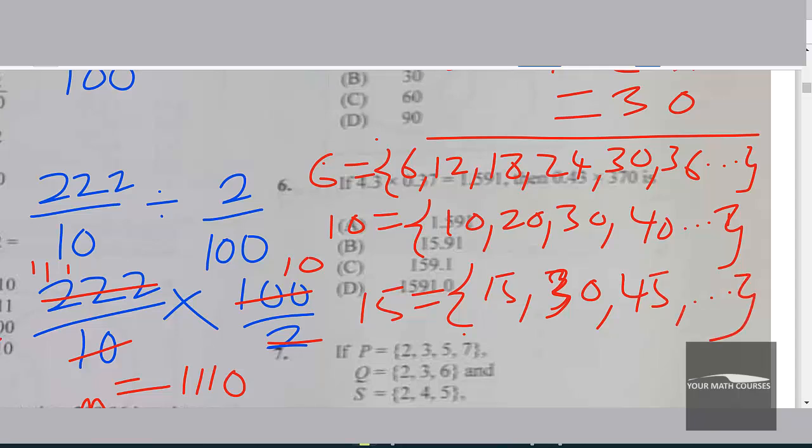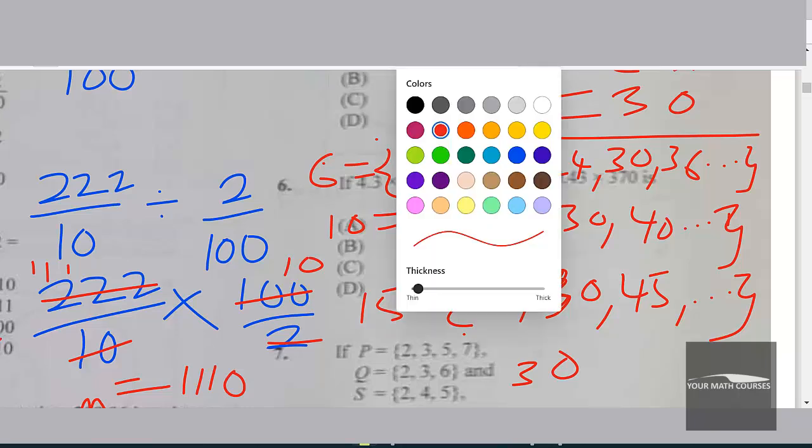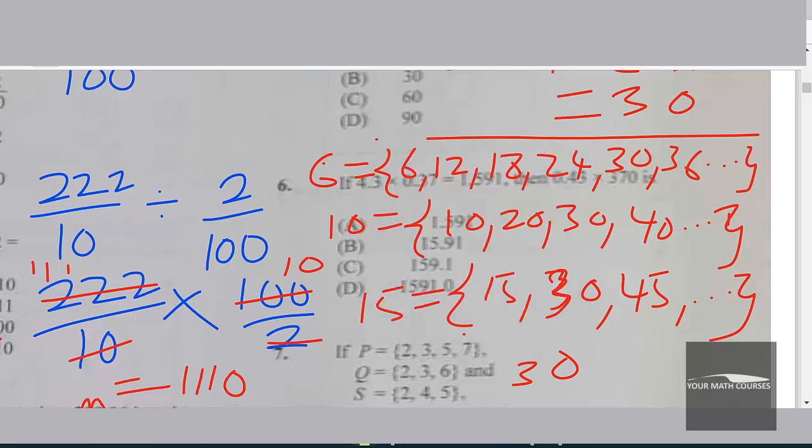So the common multiple in the list will be 30, because we have 30 throughout. This is common to all of them. The least common multiple is 30. So the correct answer is 30.